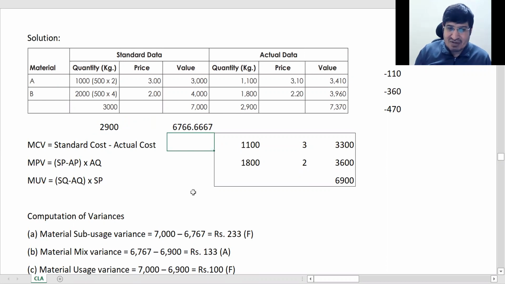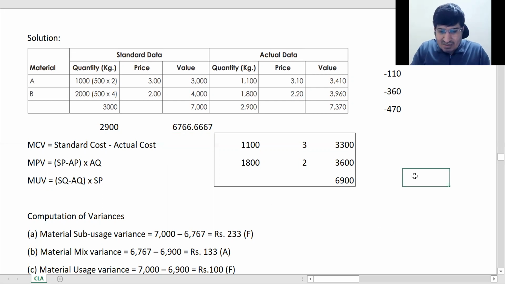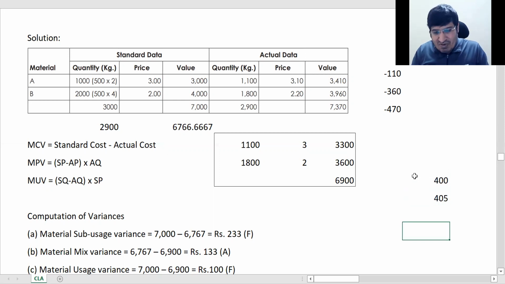Before that, just see. In yield variance, always remember, if the actual yield is more than the standard yield, it is favorable, right? By this process you are going to get, say, 400 units. At the end of the process, you got 405. In the market, you will get the price for 5 more, right?